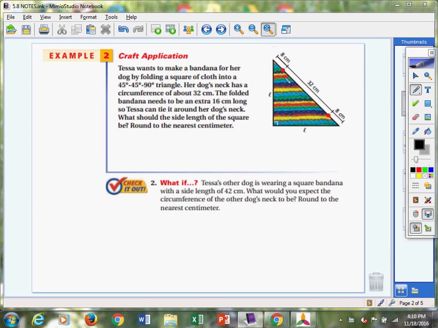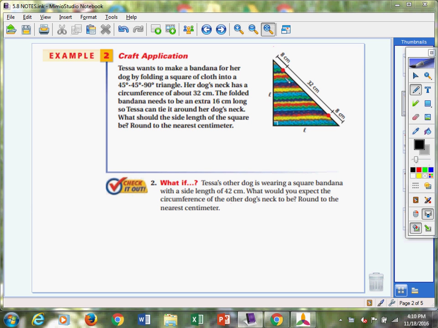Ready to do some application here in 5.8. We're on example 2. We're working with 45, 45, 90 degree triangles, and those have a really, really special relationship. The sides opposite of 45 degrees are equal, so they're going to be the same. We actually have an isosceles triangle here because we have two sides that are exactly the same.